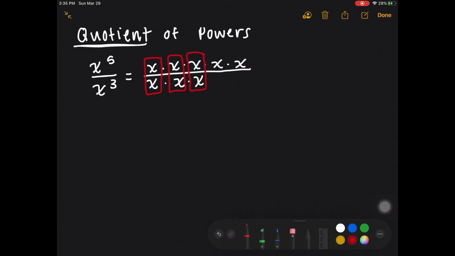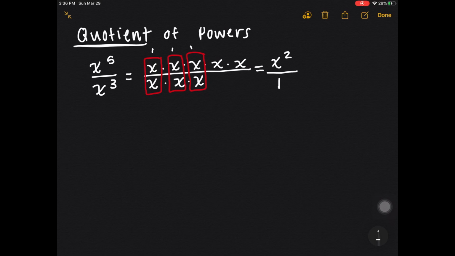So this is turning into now a much more simple problem, because when we simplify out this 1 and 1 and 1, we end up with on the top here just x squared, and on the bottom we technically have a 1. Now we know that any number divided by 1 is just going to be itself, and it's the same thing here. X squared divided by 1 is just x squared.